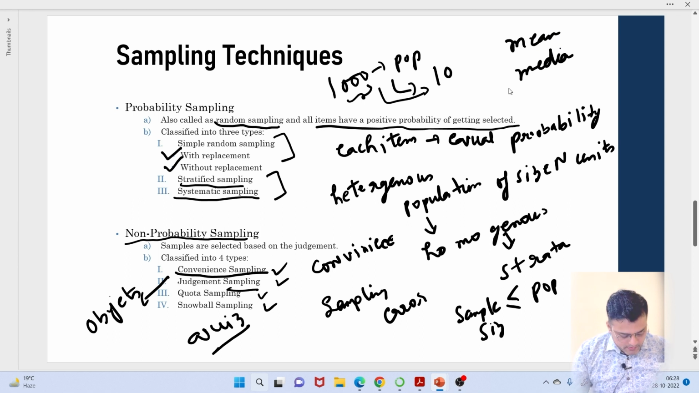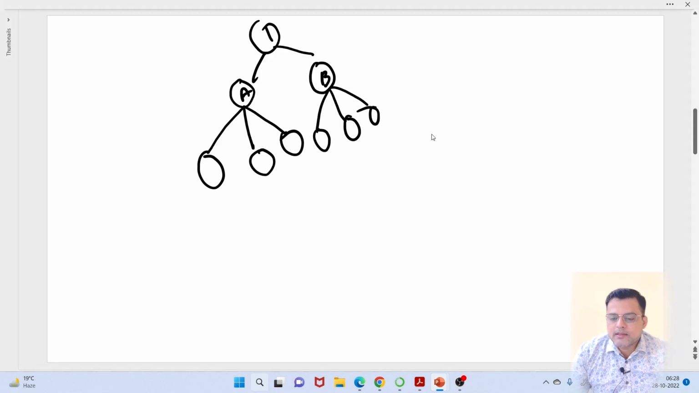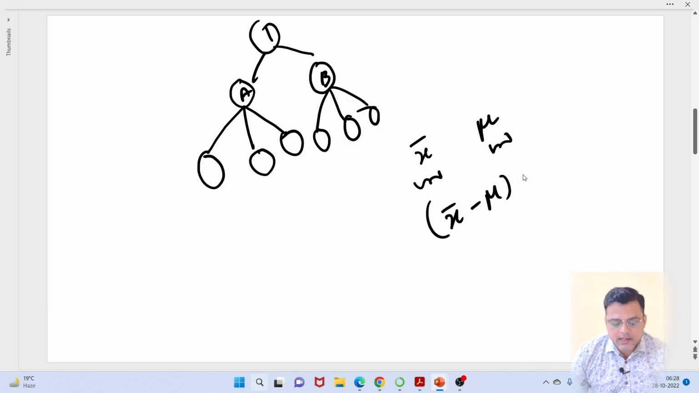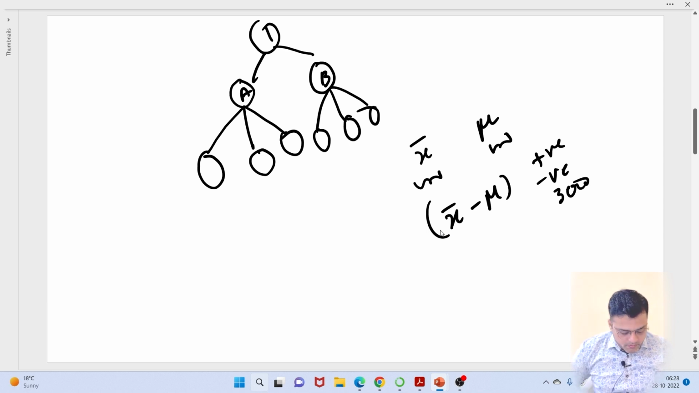Now let's say that my sample mean is x bar and my population mean is mu. So the population mean is represented by mu and the sample mean is represented by x bar, and then the sampling error is calculated as x bar minus mu. This is the sampling error, and it can be positive, negative, or 0. The sampling error should be very small, only then can we say that my sample is truly representative of the population.